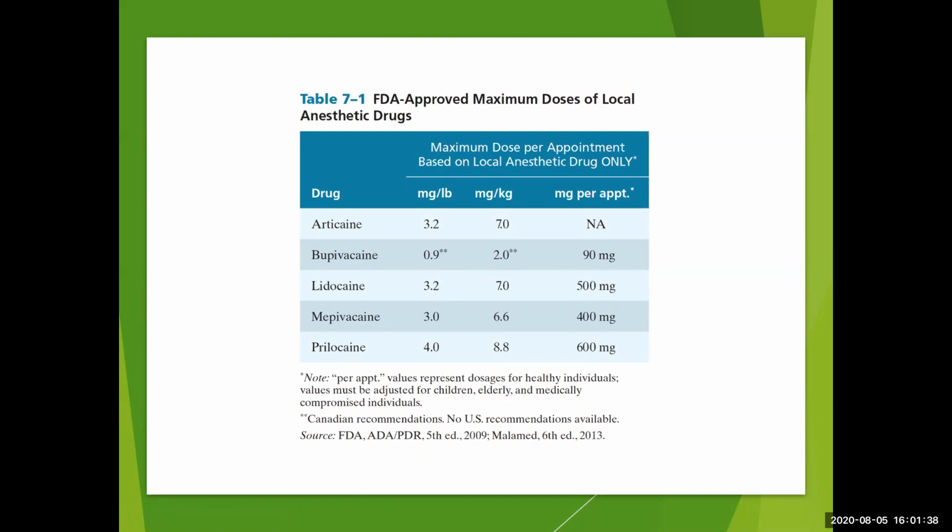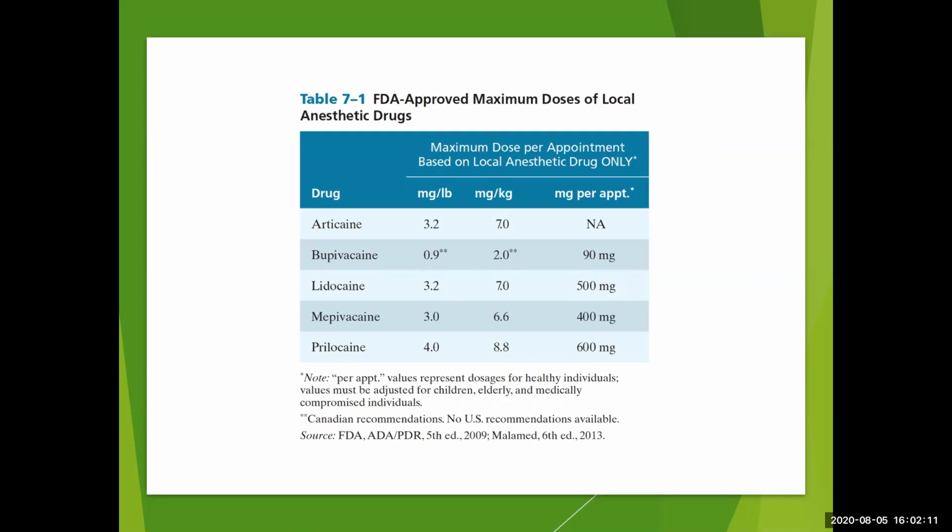So if you had a patient that was 200 pounds, the MRD for lidocaine based on weight would be 3.2 times 200. That's 640 milligrams. So the problem there is that the 640 milligrams MRD that you get based on the patient's weight exceeds this maximum MRD. So you can't give that patient 640 milligrams, even though their weight dictates that. You have to stop at 500 milligrams because that's the absolute maximum.